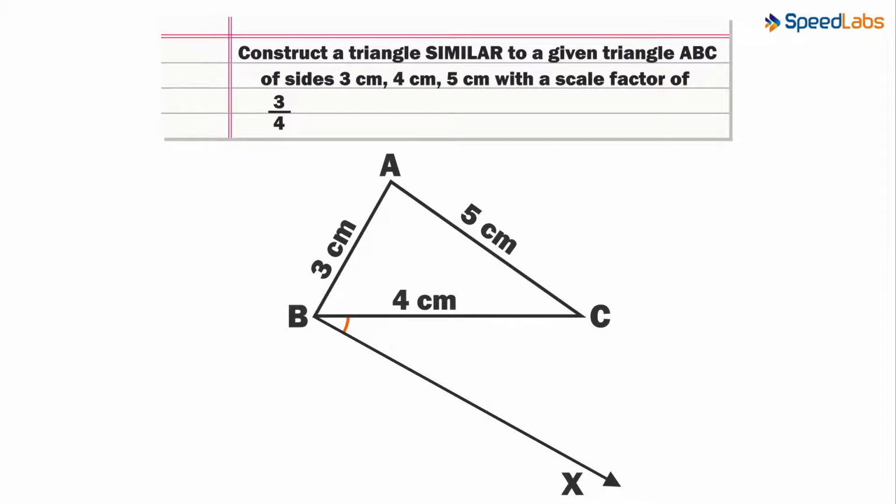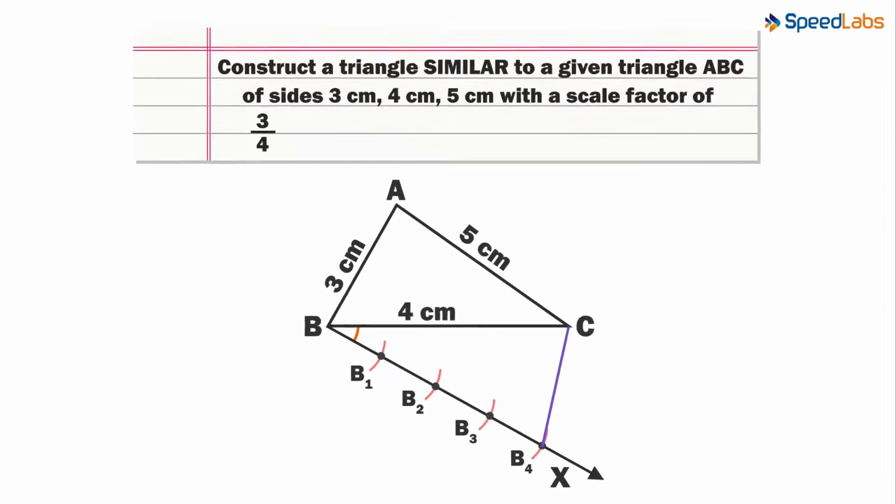How? We adjust the compass to any width and place it on point B. Draw an arc on ray BX and mark this point as B1. Now, keep the compass on point B1 and draw another arc at the same distance. Yes, we need to keep the width of the compass the same. Mark this point as B2. Likewise, we will mark 2 more points, B3 and B4. Now, what will be our next step? We will join the points B4 and C.